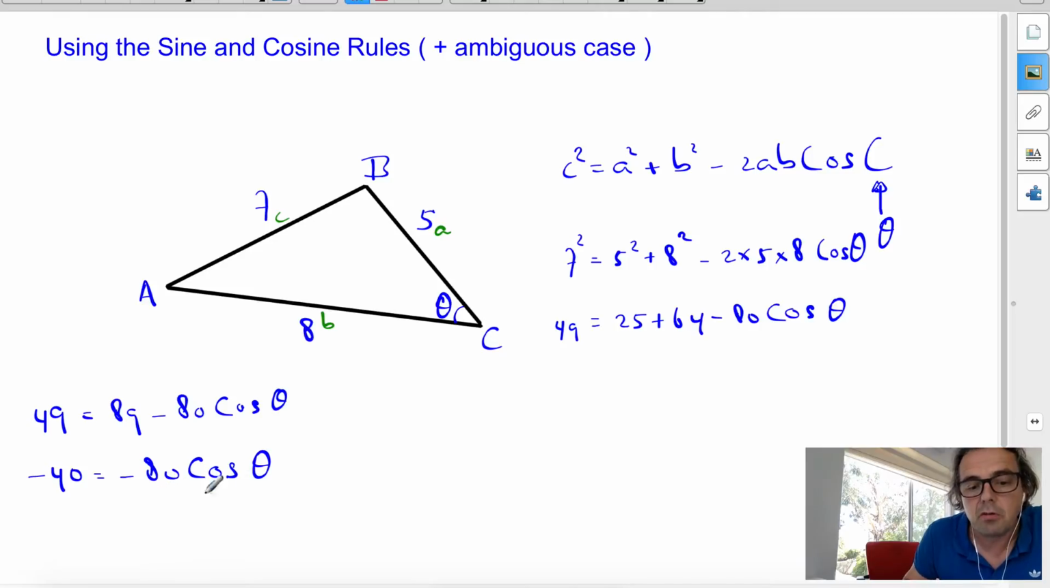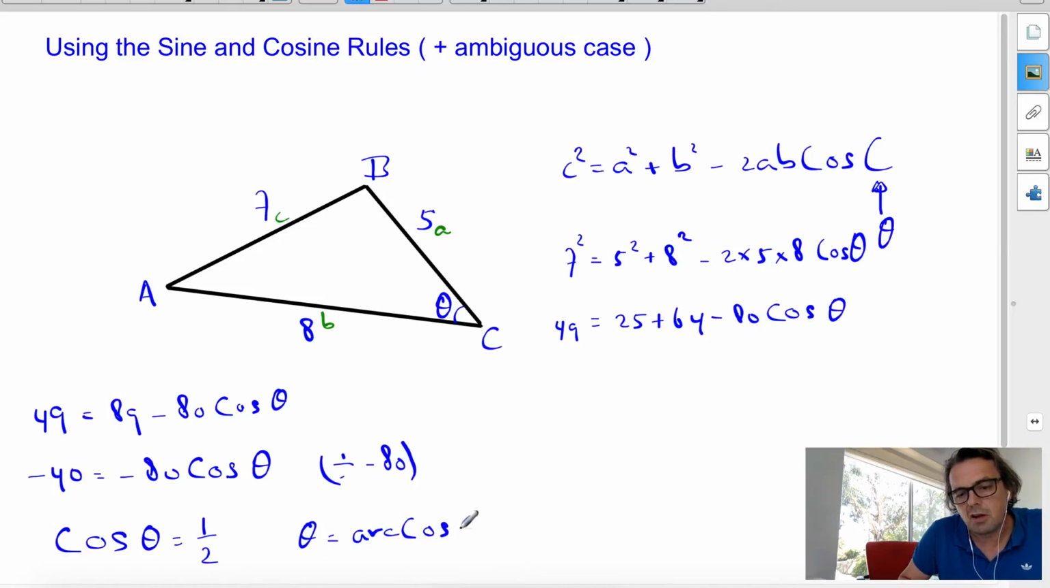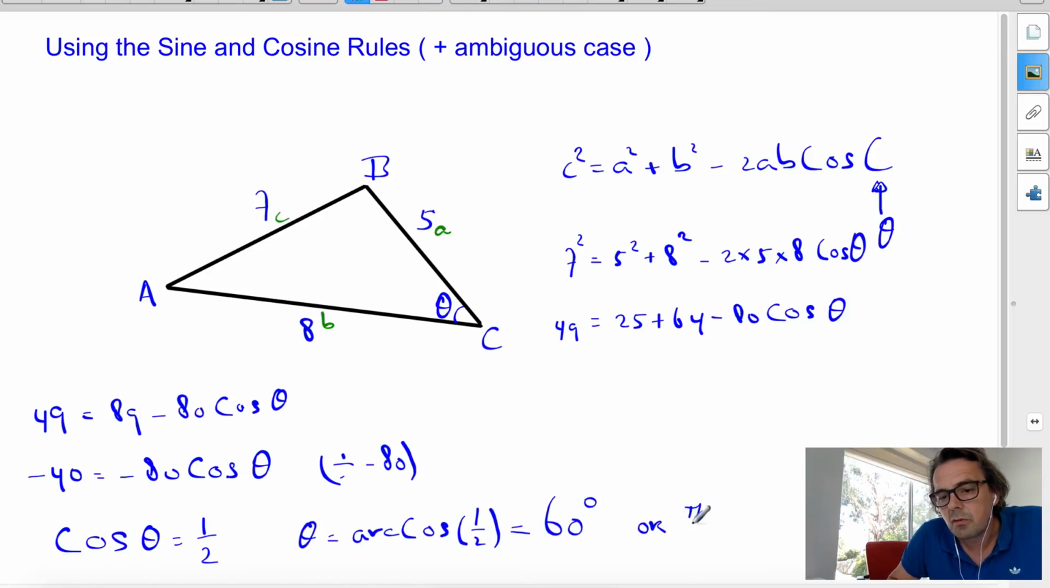I'm going to divide both sides by negative 80. And I'm going to flip it around as well. So cosine theta is negative 40 divided by negative 80, which is 1/2. So theta is the arc cosine of 1/2. There's no ambiguous case with the cosine. The arc cosine of 1/2 is 60 degrees, or in radians, pi on 3. And there's your answer using the cosine rule.